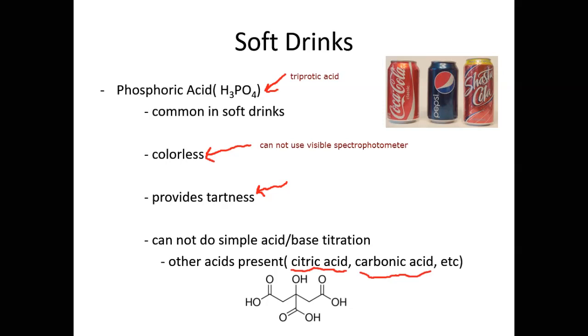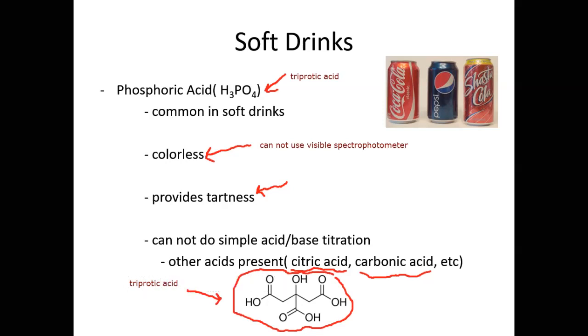Carbonic acid is probably most commonly found in soft drinks because it gives it its carbonated effect. The carbonated water is carbon dioxide dissolved in water, which is carbonic acid. So they use carbonic acid to give it its bubbly appearance. This is citric acid, and citric acid is another triprotic acid. It has 3 acidic protons on it. So since there's a mixture of acids in the cola, we can't just do an acid-base titration.